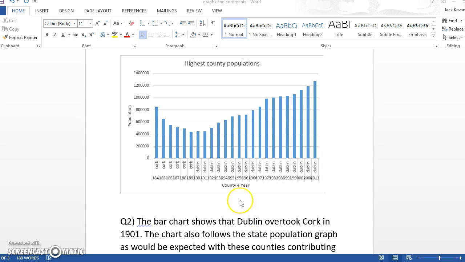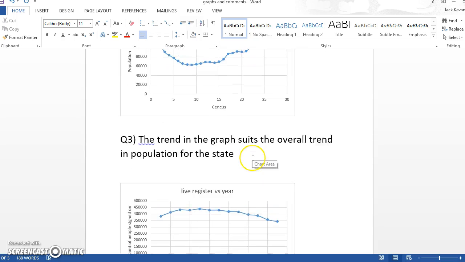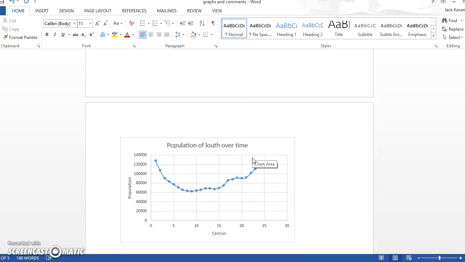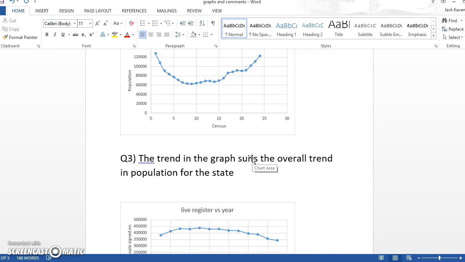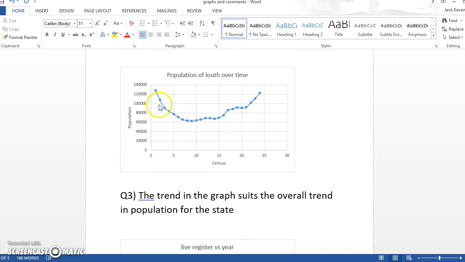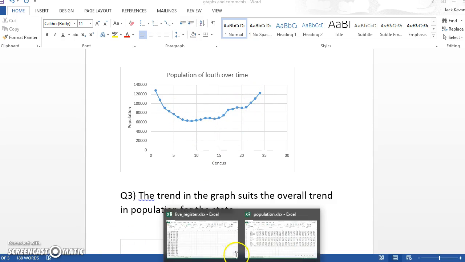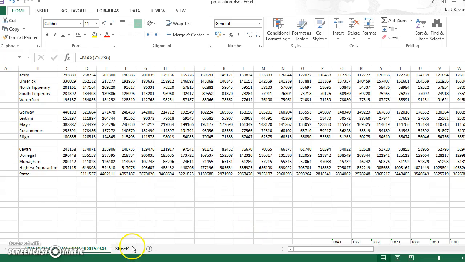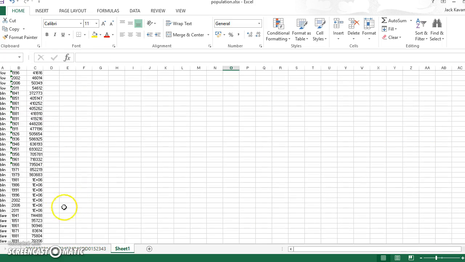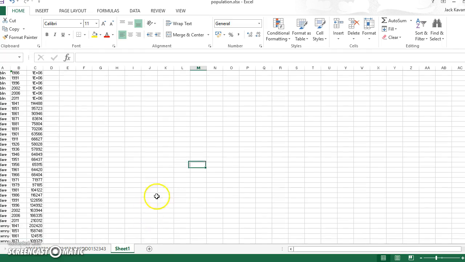Question 3, graph Louth, the county I was born in. Here you can see it follows more or less the exact same curve as the overall state population graph. For this, I went into population, into formatted, found Louth, selected all the data and graphed it into a scatter plot.